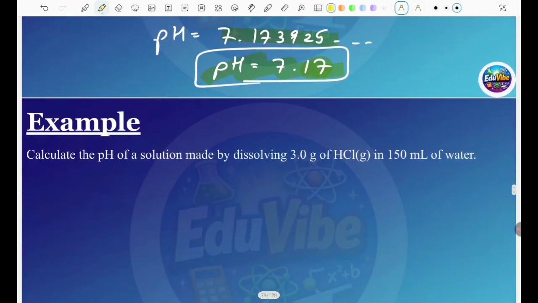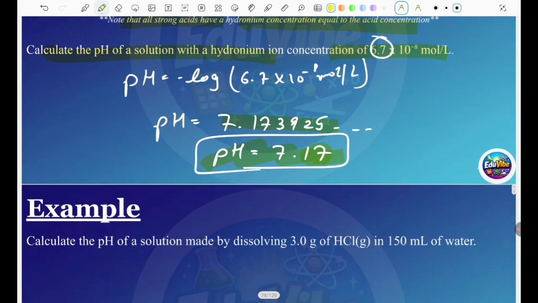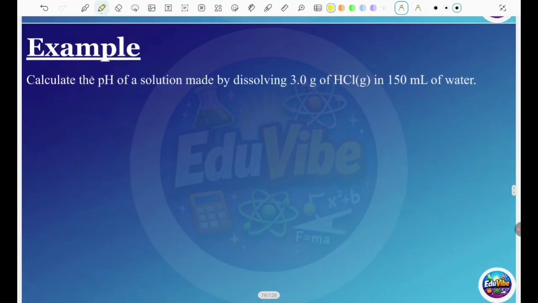Done. Now you get to this type of question. You don't get this easy question that much; you get this type of question. The question says, calculate the pH of a solution made by dissolving 3.0 grams of HCl gas in 150 mL of water. In this case, you have to write the equation.